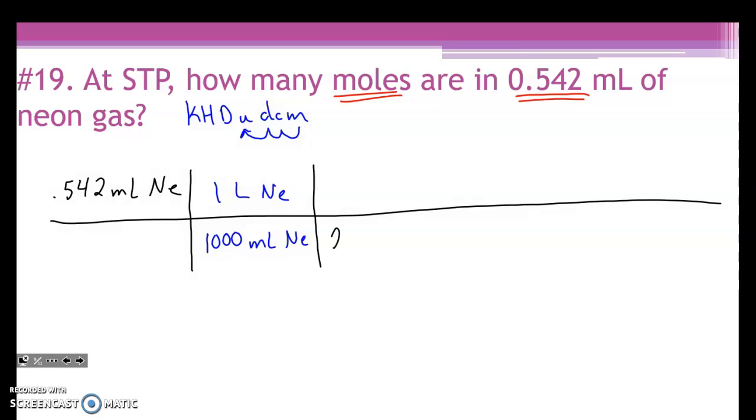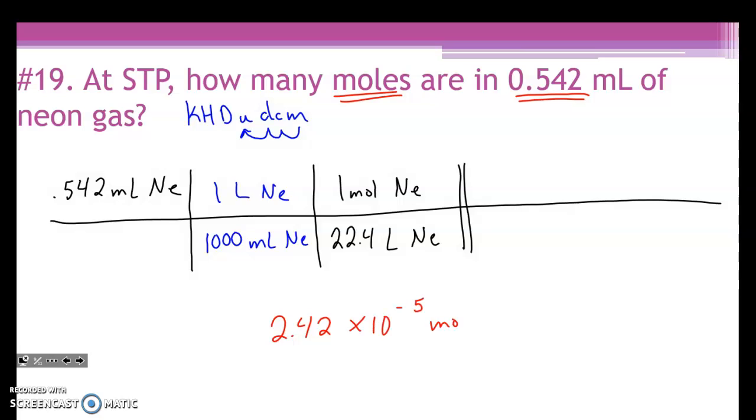And then we're going to use our conversion. 22.4 goes on the bottom because liters need to cancel, for every 1 mole of neon gas. When we calculate, the final answer is 2.42 times 10 to the negative 5th moles of neon gas.